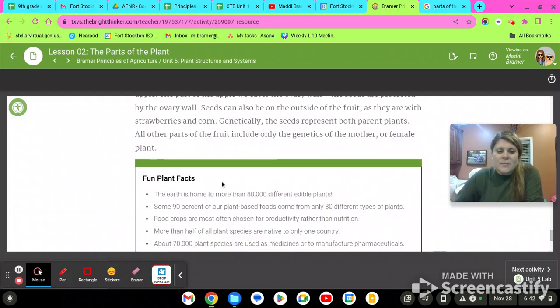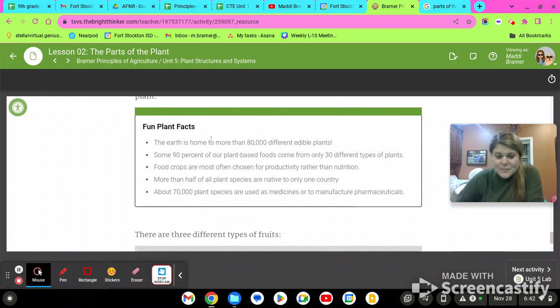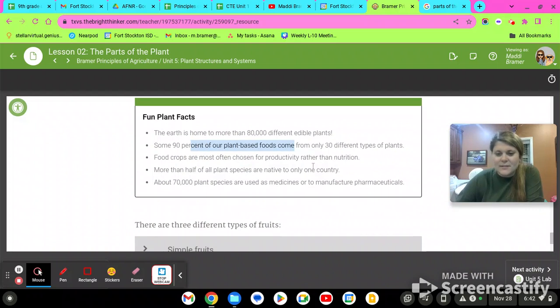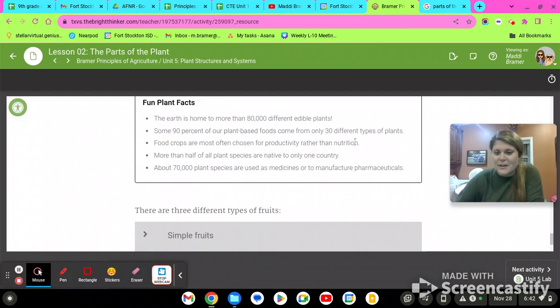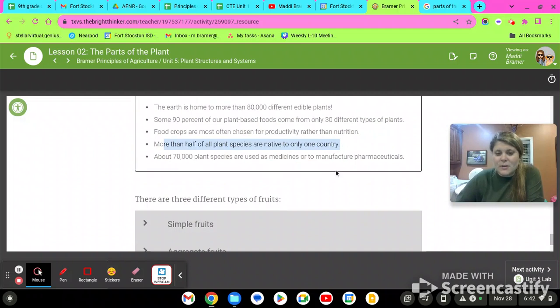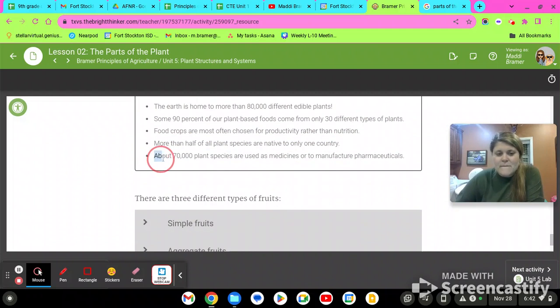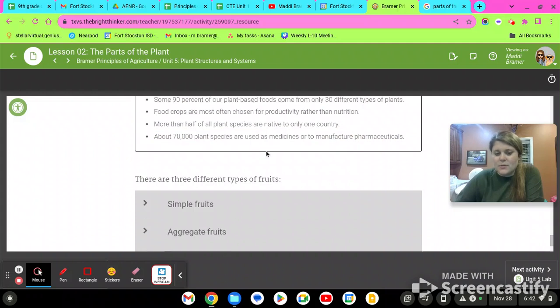So we've got some fun plant facts for you to read there. Earth is home to more than 80,000 edible plants. That is crazy. So 90% of our plant-based foods come from only 30 different types of plants. So that's really crazy. We don't really take advantage of those. Food crops are most often chosen for productivity rather than nutrition. So it's chosen on how well we can grow it rather than how good it is for you sometimes. More than half of all plant species are native to only one country.